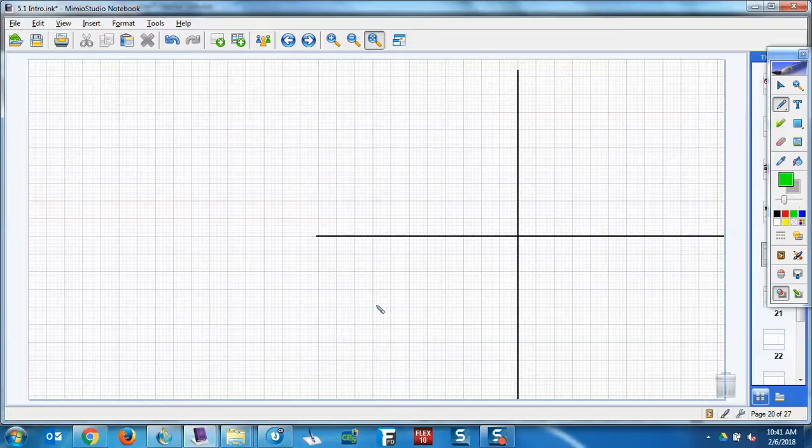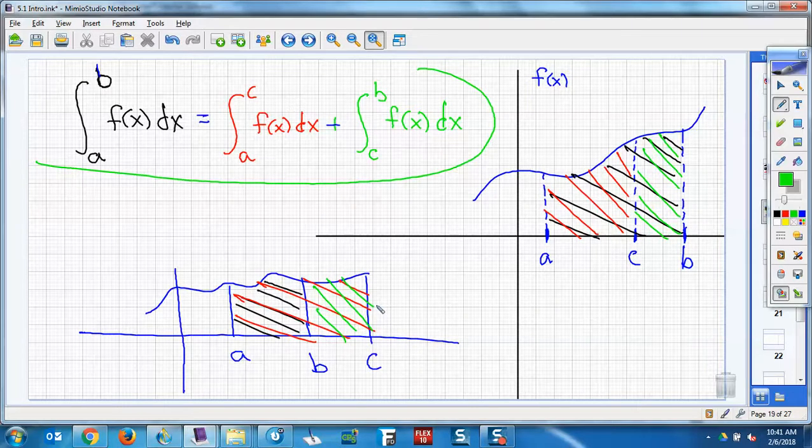All right, that's it. So homework, we're going to split this up here a little bit. So here's our new homework sheet for this chapter.